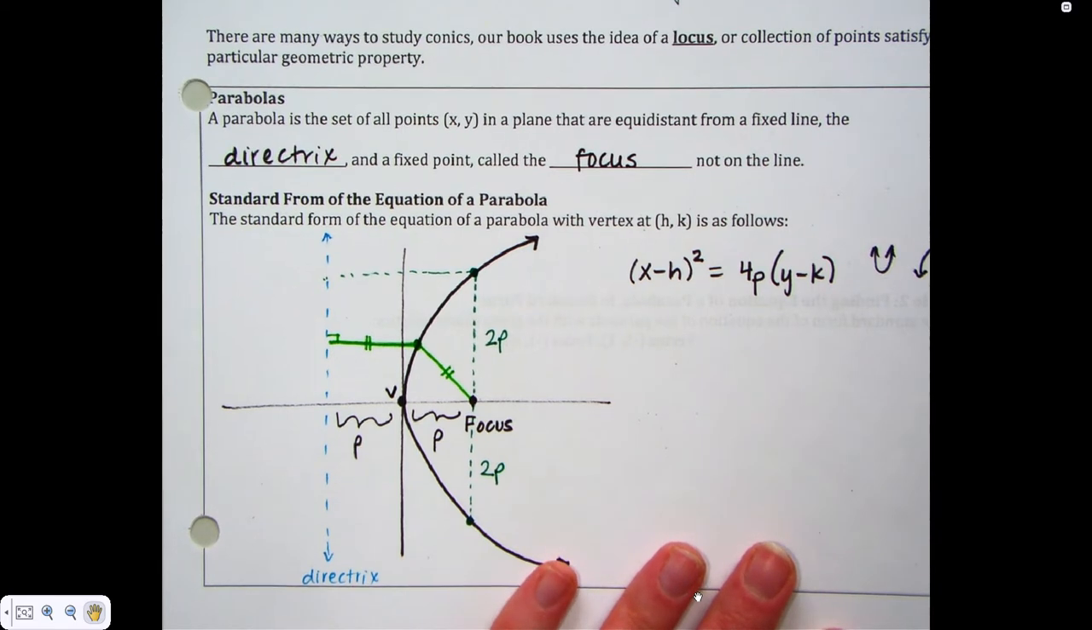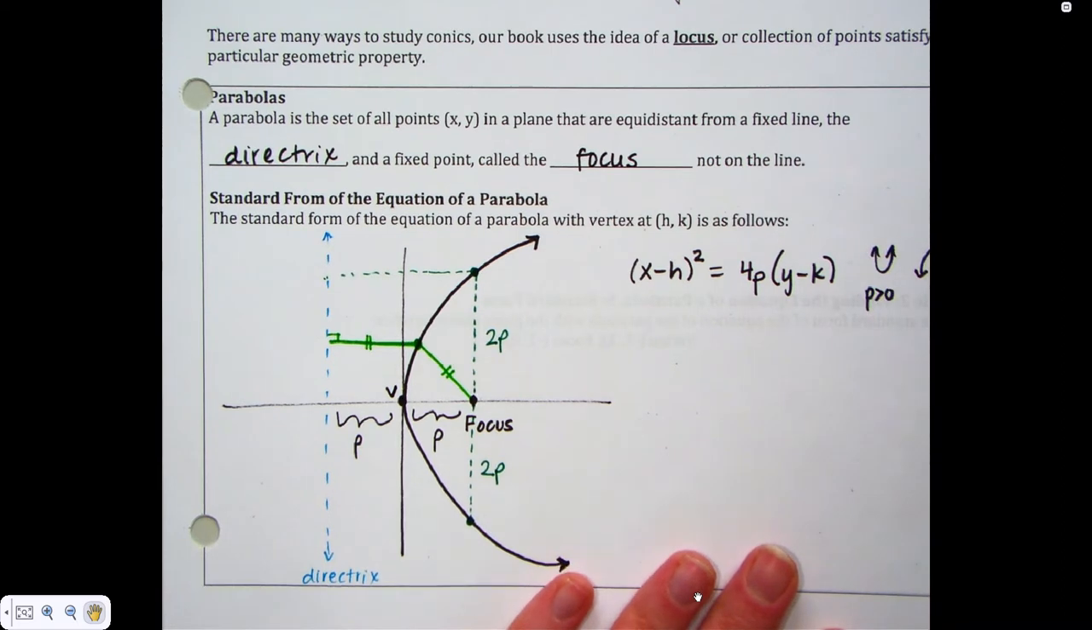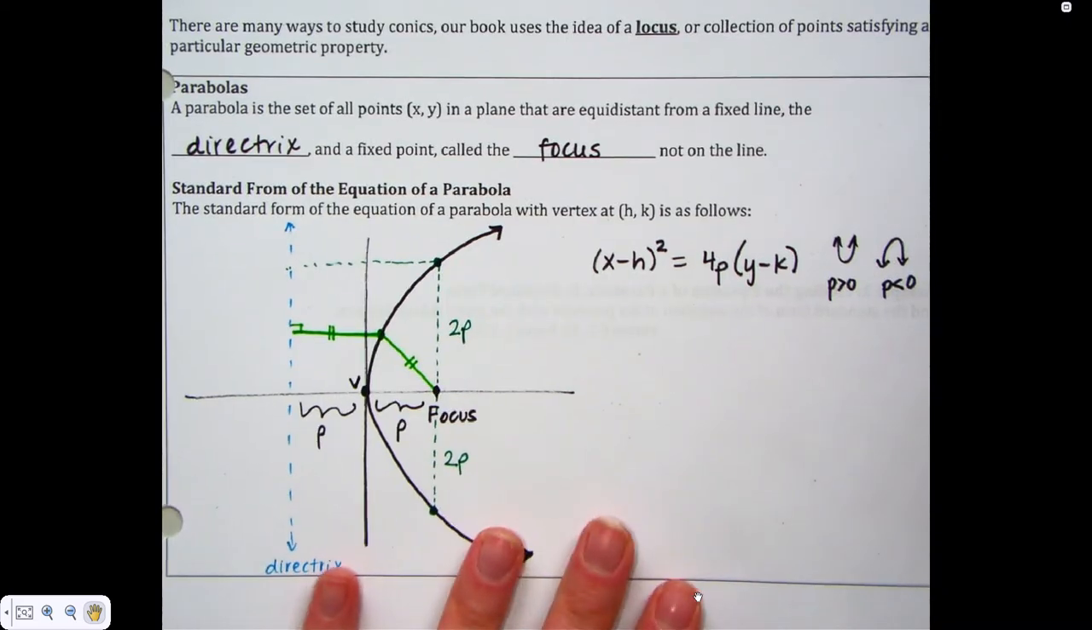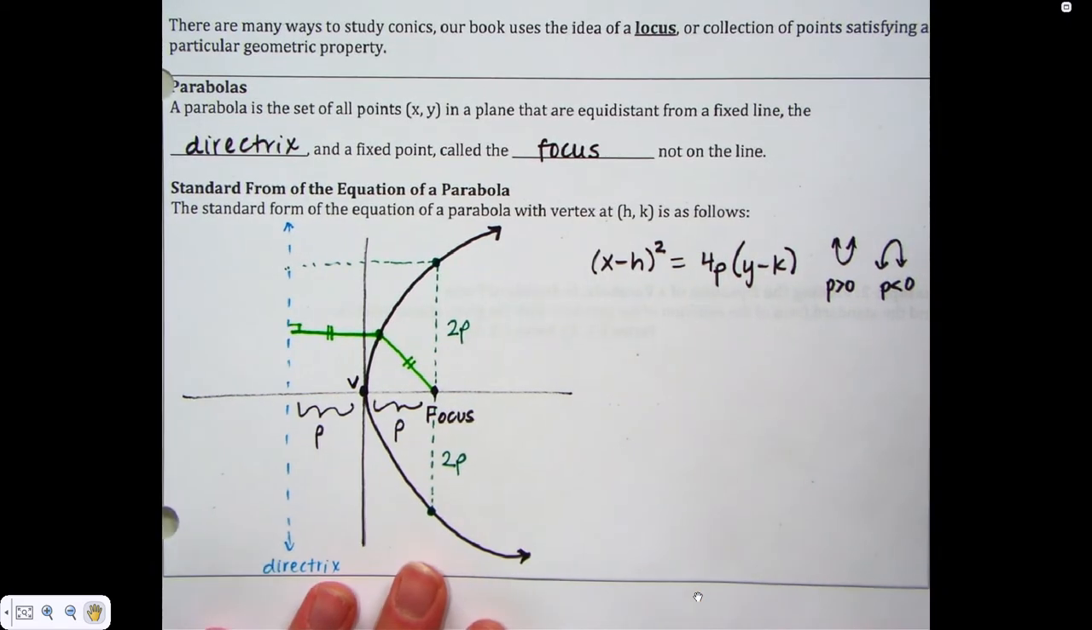And the way that I know the direction is based on that p-value. If your p-value is greater than 0, then that means that you would be opening up. And if your p-value was less than 0, you would be opening down. I'm just a little bit short on the page. There we go.